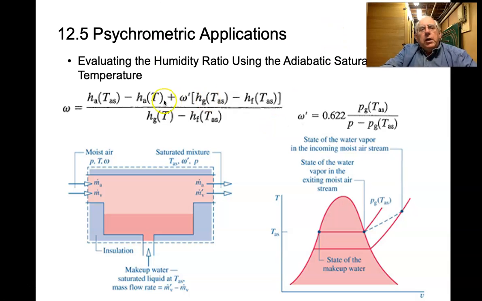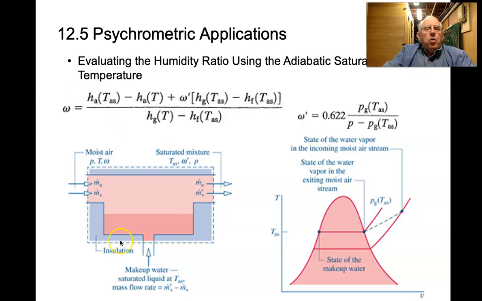In order to evaluate or to determine the humidity ratio of a moist air mixture, there is a technique that can be used, and the technique is shown schematically over here on the left-hand side. And so what we have is moist air that comes in to this container, to this flowing system. And what happens is there's a mixture pressure, a mixture temperature, and an unknown value of the humidity ratio. And we're trying to determine what the humidity ratio is.